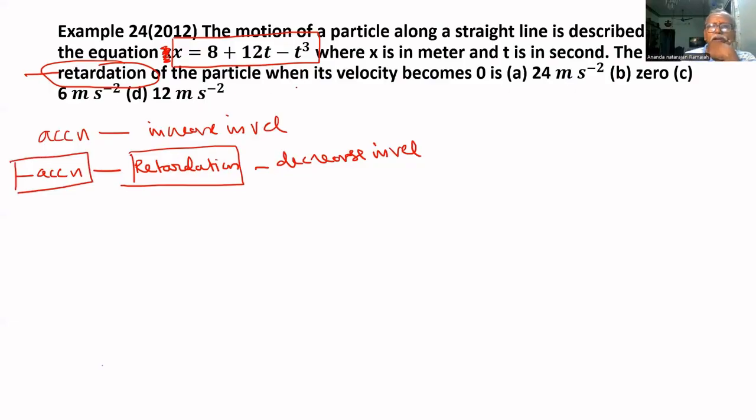The retardation of the particle, we have to find when velocity is 0. First, let us find velocity. Displacement is given, so x is given. We have to find velocity. Velocity equals dx by dt, that is, the derivative of 8 plus 12t minus t cube. If we differentiate that, we get 0 plus 12 minus 3t square.